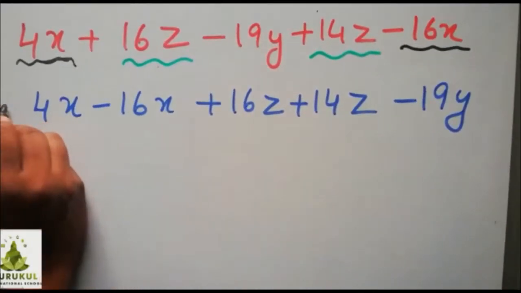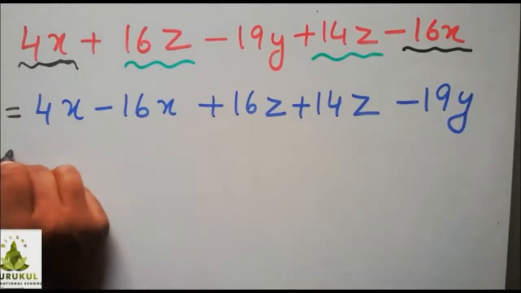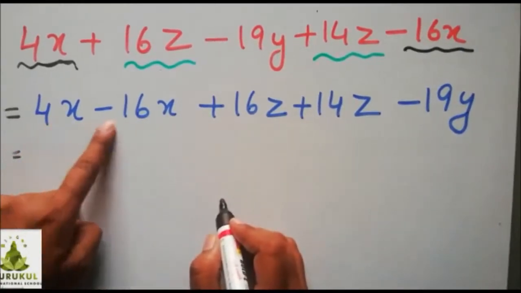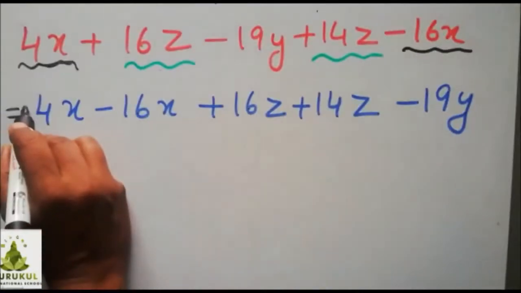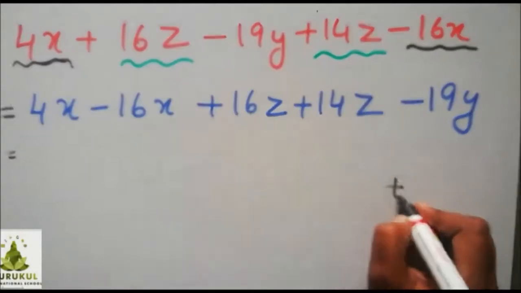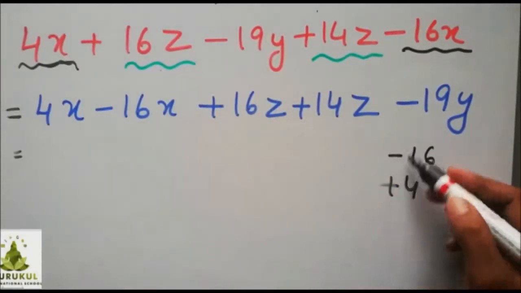Now this was the second step. Put here an equal to sign. This was the first step, now the second step. Now do the calculation. Now 4x minus 16x. Now 4 minus 16. Here it is 4, which means plus 4. So plus 4 and minus 16 are the numbers. With different signs, subtract.